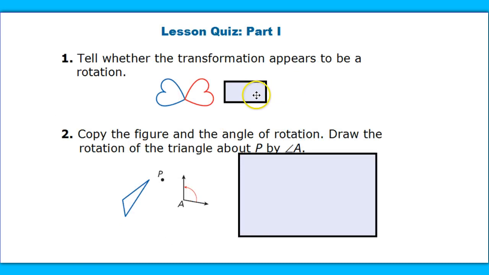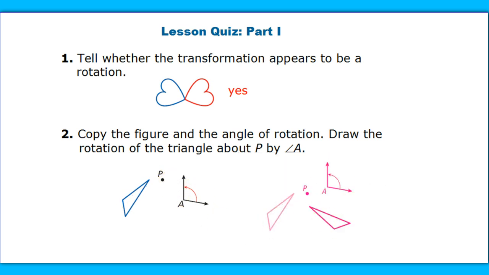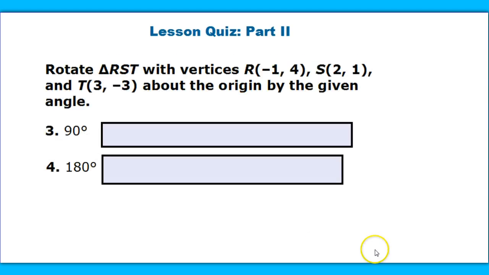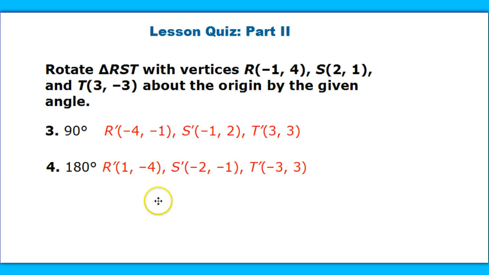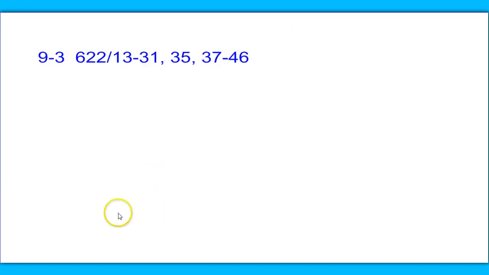Good. Does this appear to be a rotation? Yes. And can you please draw the rotation of triangle P about P using angle A? And it should look something like this. Okay. And rotating 90 degrees, remember the math behind that? That's right, it's (negative y, x). And 180 is simply (negative x, negative y). Okay, good luck. Have fun.